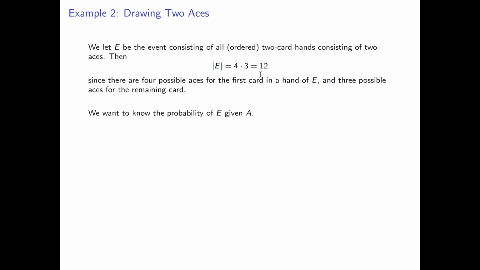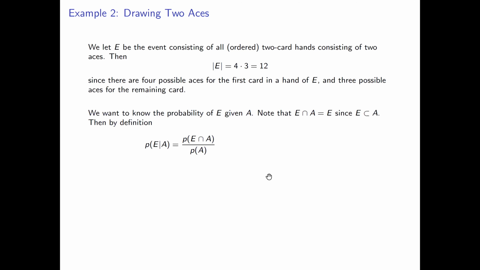And so what we want to know is, given information in A, or conditional on information in A, what is the probability of E? Remember that this involves looking at the probability of the intersection of E with A, although in this case, it turns out that E is actually just a subset of A, so the intersection of E with A is E itself.